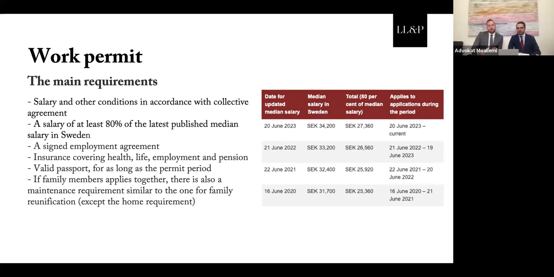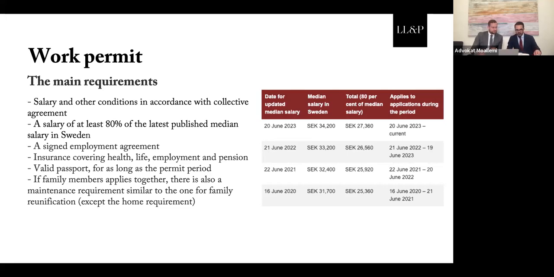But there is not a home requirement. And when I say a home requirement, you still need to be able to show that you can pay for your living expenses, but there is not a requirement as to how many rooms you need or the standard of the home itself.